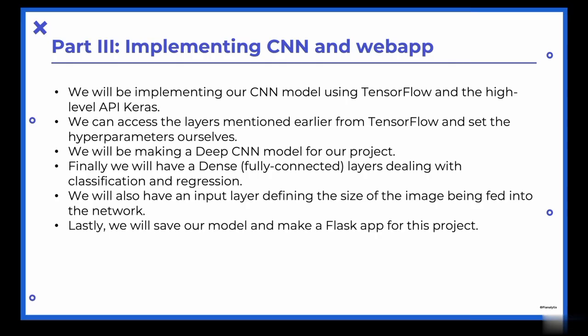So how will we be implementing our CNN and web app? We'll be implementing a CNN model using TensorFlow and the high-level API Keras. We can access the layers mentioned earlier from TensorFlow and set the hyperparameters ourselves. We will be making a deep CNN model for our project. After the deep CNN layers, finally we'll be having a dense or fully connected layer dealing with classification and regression. We'll also have an input layer defining the size of the image being fed into the network. Lastly, after training, we'll save our model and make a Flask app for this project.